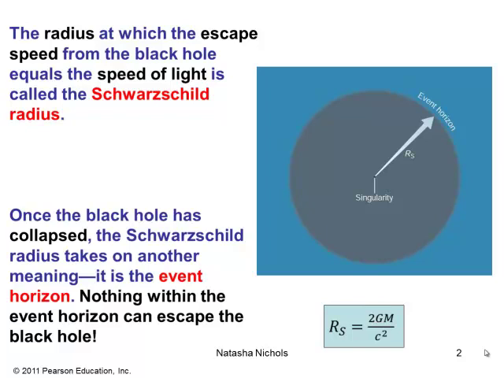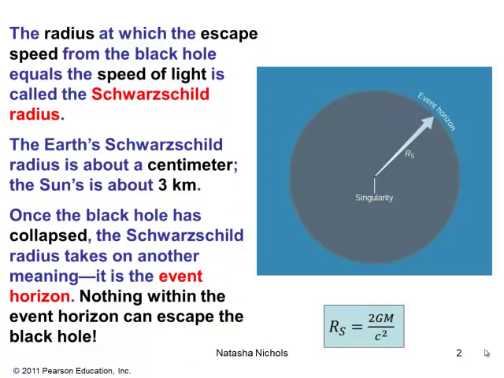So take a minute and calculate that for the Earth and our Sun. Figure out the Schwarzschild radius if they were to collapse into a black hole. If you do that, you'll find that the Earth's Schwarzschild radius is about 1 centimeter, and the one for the Sun is about 3 kilometers.